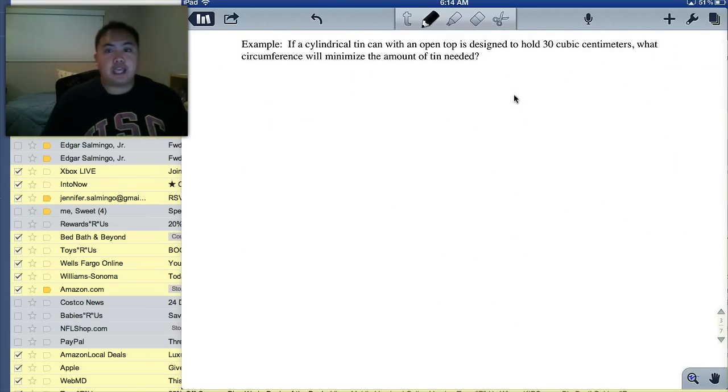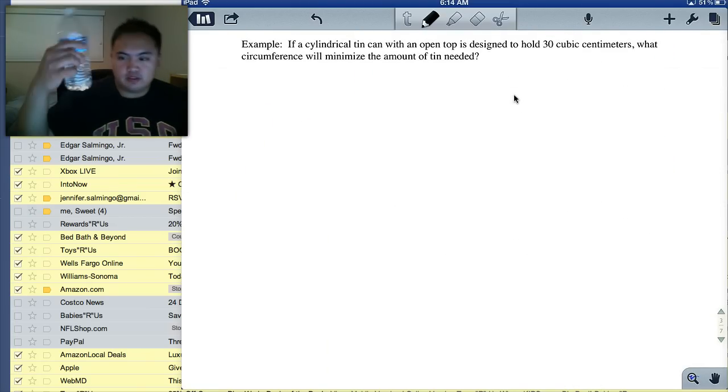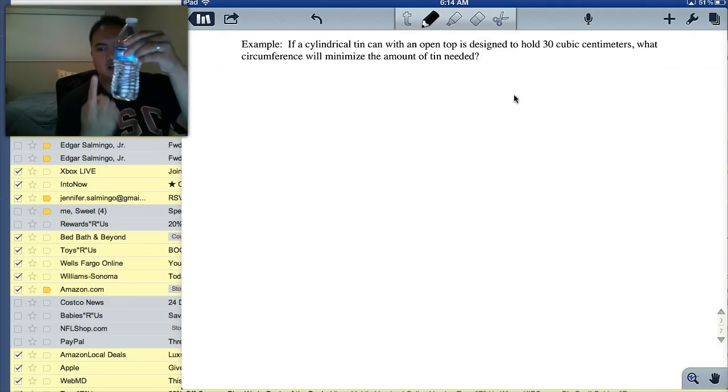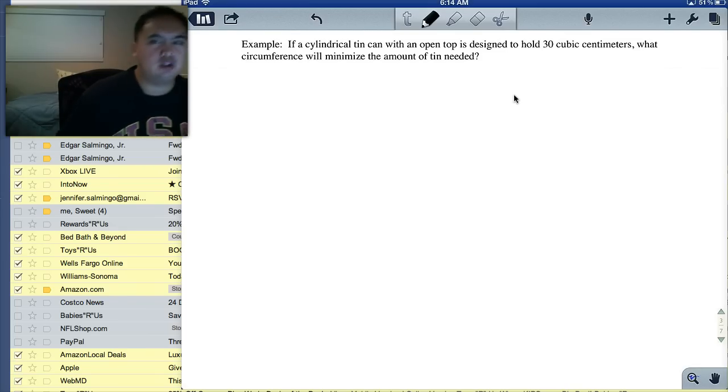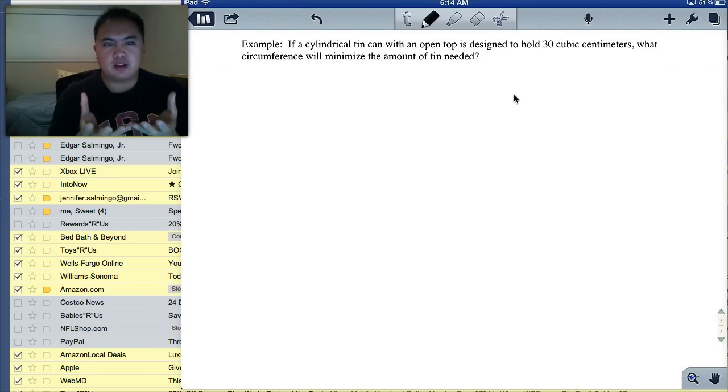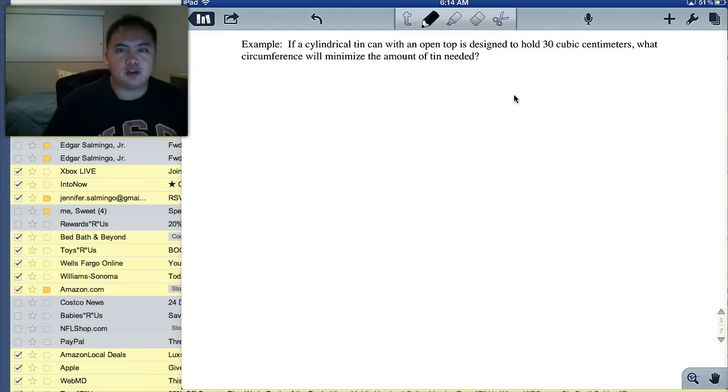This one says cylindrical tin can. I want it to hold, think of another can or a bottle. I want it to hold 30 cubic centimeters. What should the circumference be? Circumference meaning this way. So I don't need as much tin to make a can. So I told you guys this before, like when you buy cans of beans or corn or tuna, that sort of thing. They always think about not like how it's shaped and how pretty it looks. Really, they're trying to make it so that they don't have to use so much metal to ship you their product. So it says a cylindrical can with an open top.